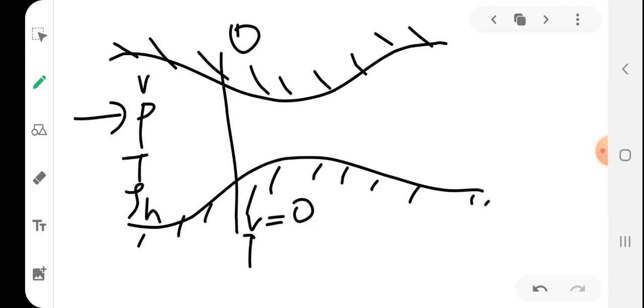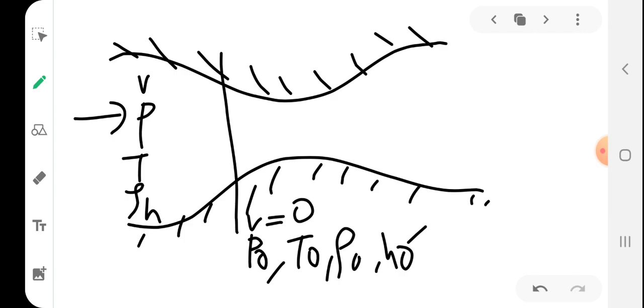So here, if this is section 1, the corresponding pressure at section 1 when velocity is 0 is known as stagnation pressure. At this section I can write the corresponding stagnation properties as P0, T0, rho 0, H0. Whenever you use the subscript 0, it means the stagnation condition, the stagnation properties at that corresponding section. So what I am doing here is decelerating the fluid to a velocity equal to 0.